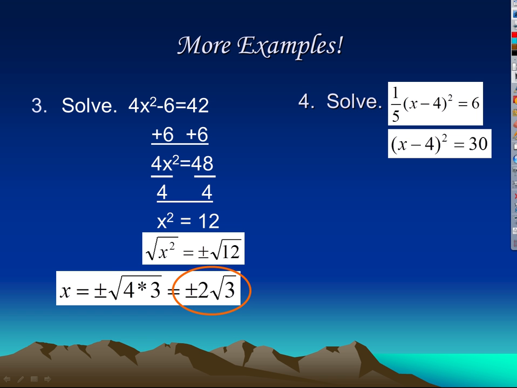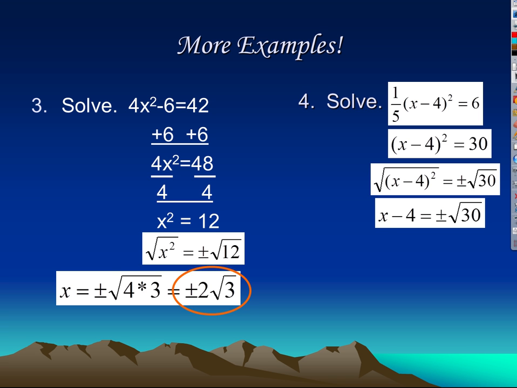Okay, what about this one? You have to divide by 1 over 5. I'm going to divide both sides by 1/5, but instead of dividing by a fraction, we always multiply by the reciprocal. So I'm going to multiply both sides by 5. And then you square root it, which means you can take the parentheses. Then you just add 4. Add 4 to both sides, so I get 4 plus or minus the square root of 30. Done. Because no perfect square goes into 30, I can't simplify that radical.